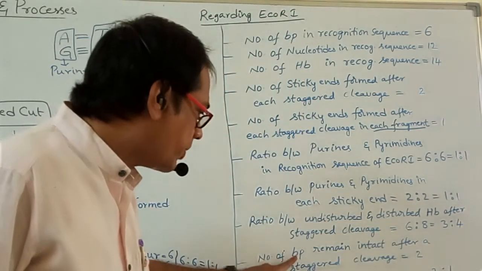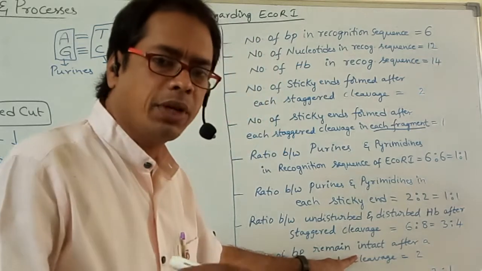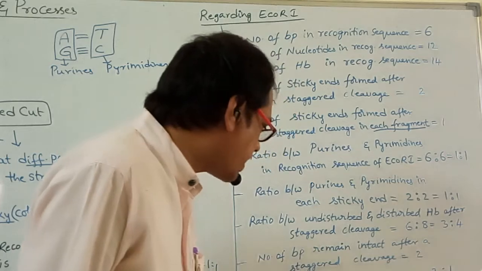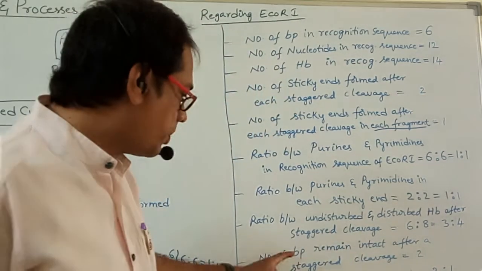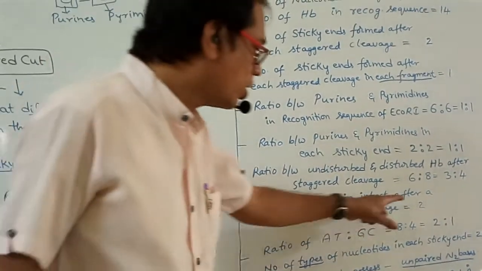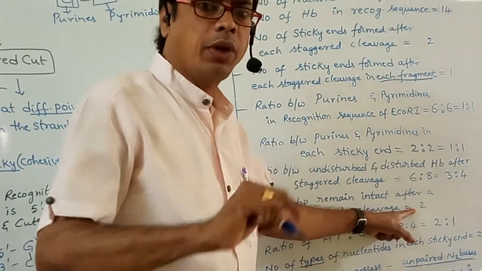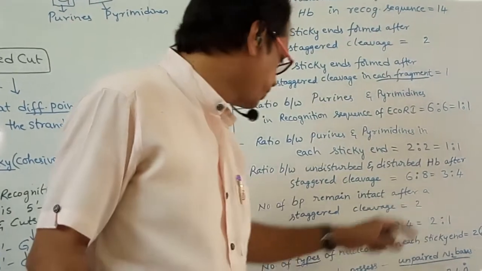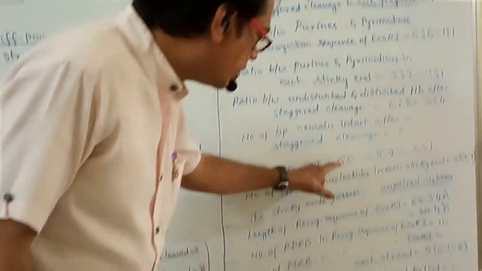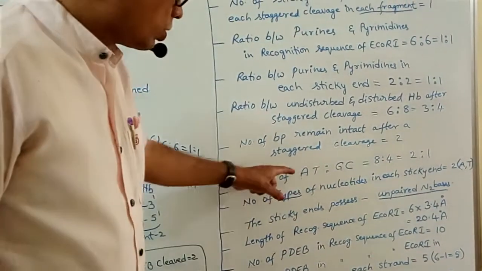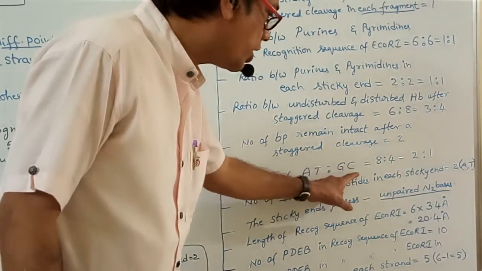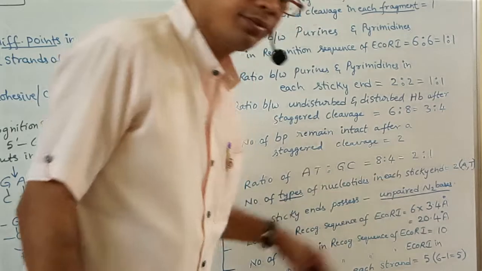Next, number of base pairs that remain intact. Intact means without breaking. How many base pairs remain intact after a staggered cleavage? Base pairs that remain intact means 2, one GC in one fragment and one GC in another fragment. Ratio of AT to GC: you have to count the number of A's and T's, together 8. GC together 4. That is equal to 2 is to 1.